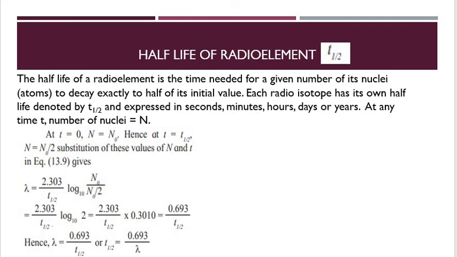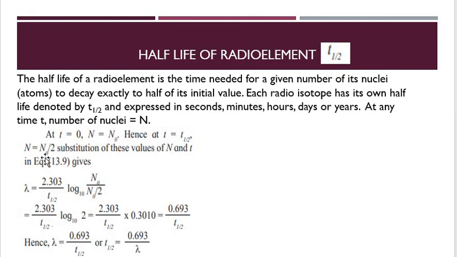Each radioisotope has its own half-life, which is denoted by T half. It may be expressed in seconds, minutes, hours, days, or years. At any instant time t, the number of nuclei is equal to N. Suppose at time t equal to 0, the value of N is N naught, when the disintegration has not started. When t becomes T half, its initial value N naught becomes N naught upon 2.